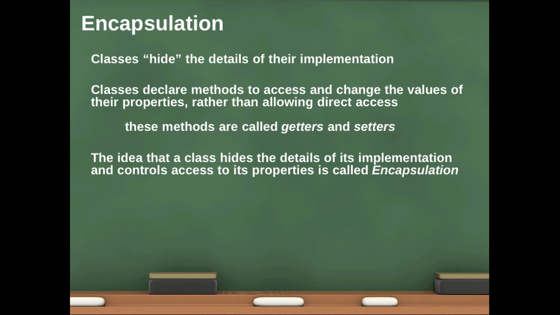One way that they do this, the primary way, is that they will declare methods to access and change the values of their properties rather than allowing people to directly access those properties. And this is good. The methods that we're talking about here are called getters and setters. We use getters to access the value of a property, to get it, and we use setters to set the value of a property. So this idea that a class hides the details of its implementation and controls access to its properties is called encapsulation.